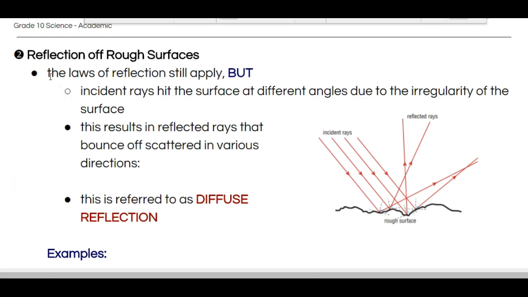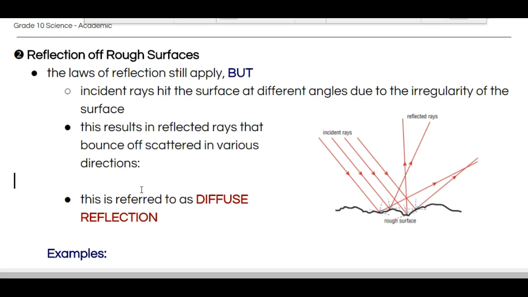So the laws of reflection still apply, but the fact that the surface is not smooth is going to mean that the reflected rays are not going to be able to leave the surface in a nice set of parallel rays, which means that it's difficult for our eye to perceive a nice clear image. And so that has a special name. It's called diffuse reflection.